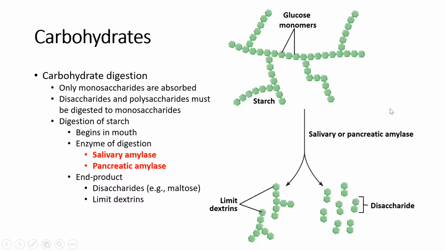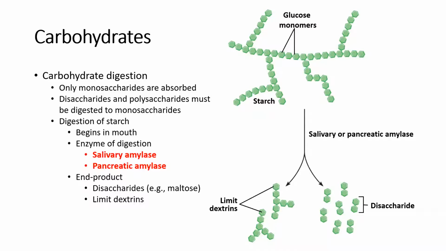So let's start out by looking at carbohydrates. Carbohydrate digestion, we said, starts in the mouth. Only monosaccharides can be absorbed. So we're going to have to get these carbs broken down to their smallest components. And that starts off with taking disaccharides and polysaccharides that are coming in from our diet, depending on what type of starch you've ingested. And then we break those down to monosaccharides, starting with salivary amylase in the mouth, and then pancreatic amylase in the duodenum, in the intestines.